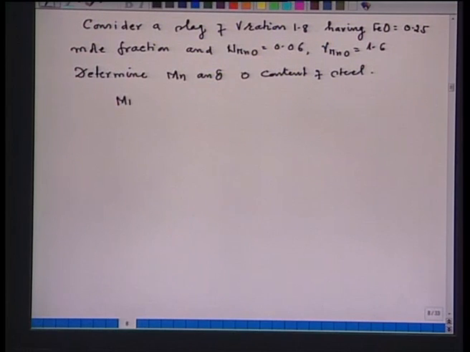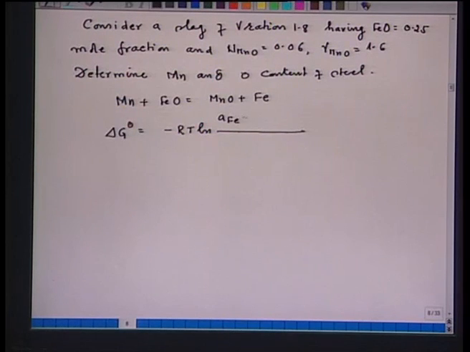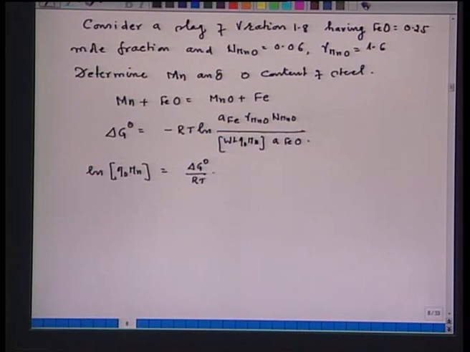So, we will use the reaction manganese plus FeO equals MnO plus iron. Now, we can write delta G naught equal to minus RT ln of activity of iron, gamma MnO, NMnO, upon weight percent Mn into activity of FeO. Or we can put it as ln percent manganese equal to delta G naught upon RT plus ln of activity of iron, gamma MnO, NMnO upon activity of FeO.